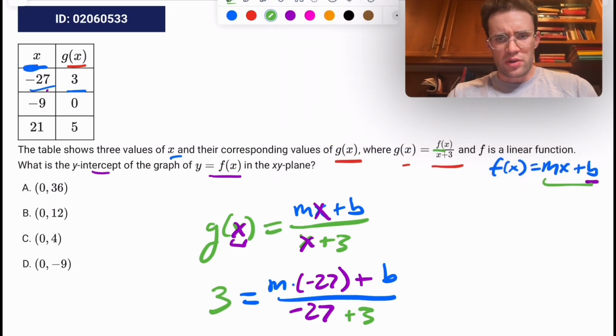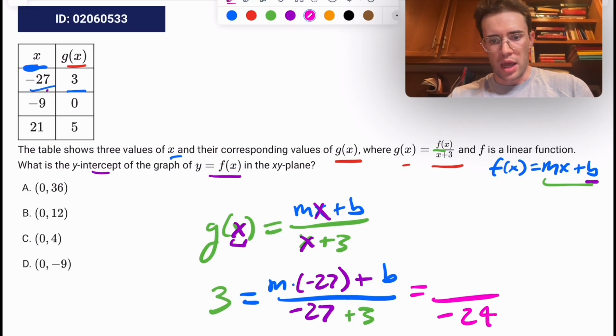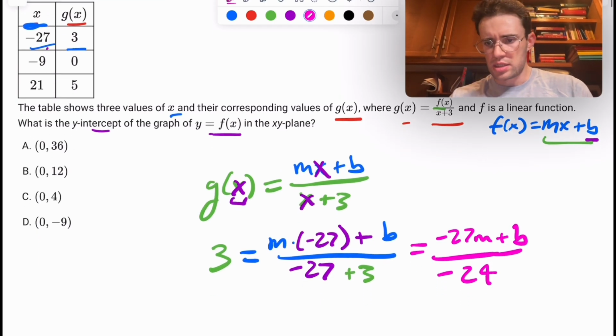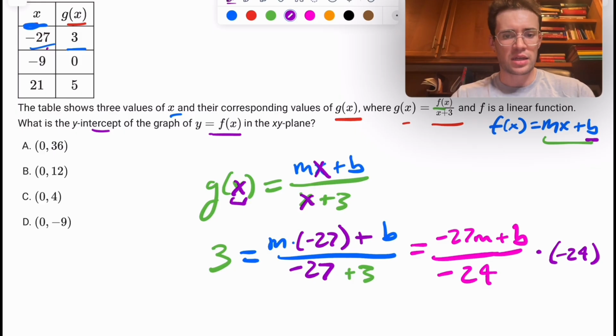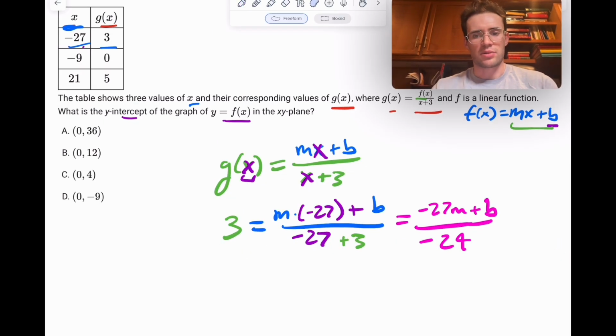All right, so negative 27 plus 3 is going to make it less negative, so it would be negative 24. And then we can just write this as negative 27m plus b. All right, and now to get the m and b part alone, I guess we can multiply everything by negative 24. So times negative 24 on this side, and I guess just for continuity, maybe I'll copy it down here, because otherwise I have to multiply every part of the equal sign by it. So I'll say this.